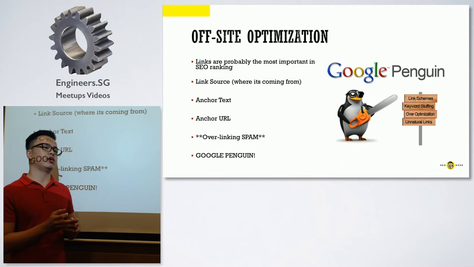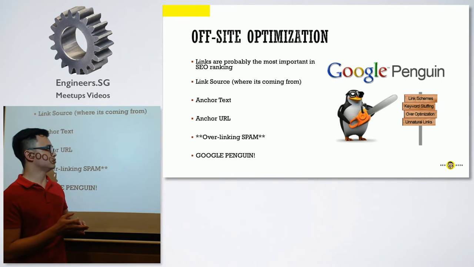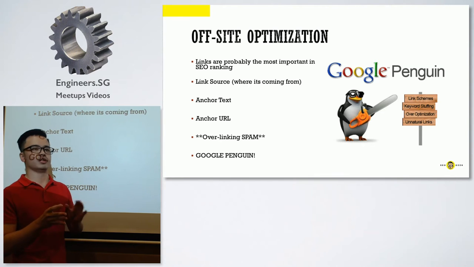So if in one day you get 10,000 links, in the second day you get another 10,000 links, something is wrong with you. You definitely bought the links. Okay, or you are getting links that are just variations of one keyword.